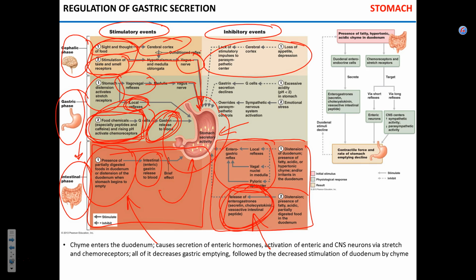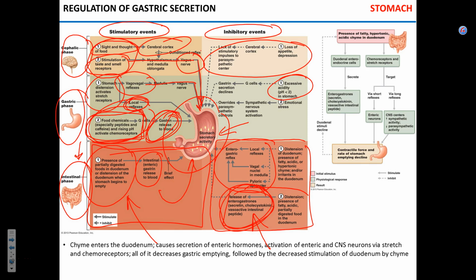In the gastric phase, mainly excessive acidity. We just discussed it with you. Remember? Gastrin keeps stimulating the release of hydrochloric acid, pH drops, pH goes below 2, and it inhibits gastrin secretion. Are we clear?